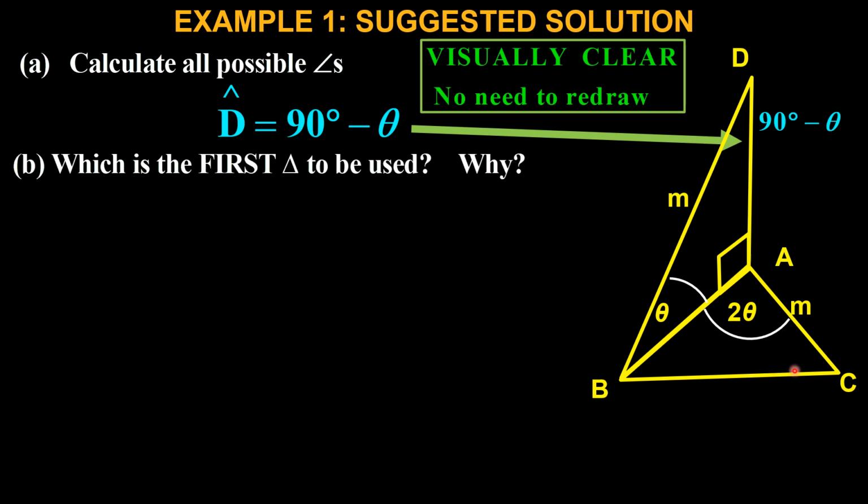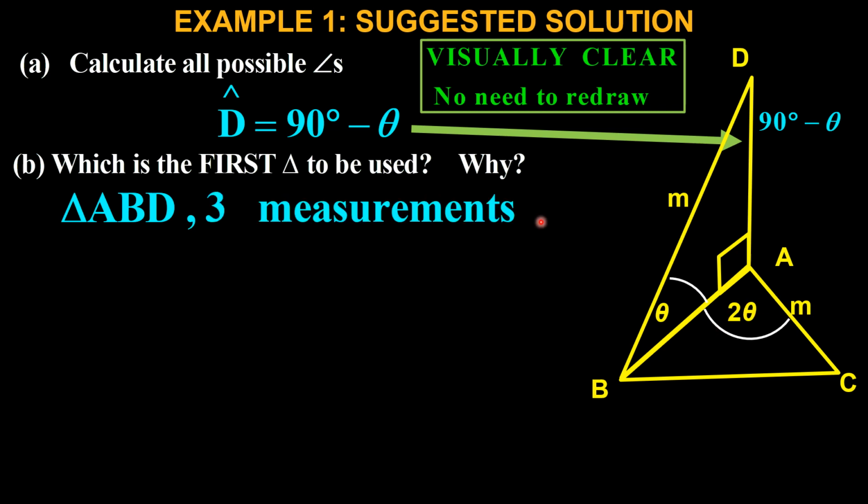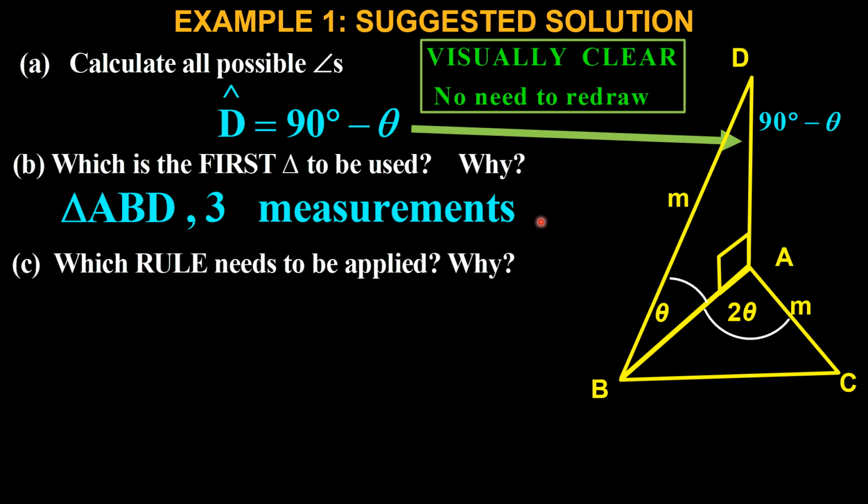Which is the first triangle to be used? What did we say? You need to look for a triangle with 3 measurements. Which one has 3 measurements? That's correct, the ABD, because we have an angle and an angle, we even have the third angle, so that is more than enough. I cannot use the other one because I only have 2 measurements. That's not sufficient to apply a rule, so it will have to be ABD, because of the 3 measurements. In this case, we actually have 4, the one that we calculated.